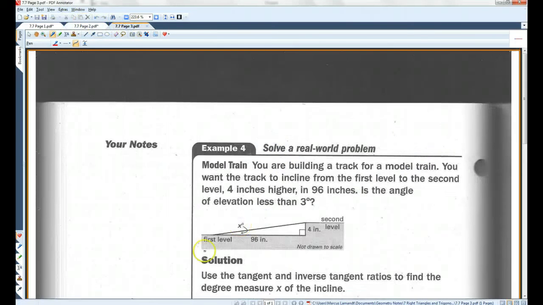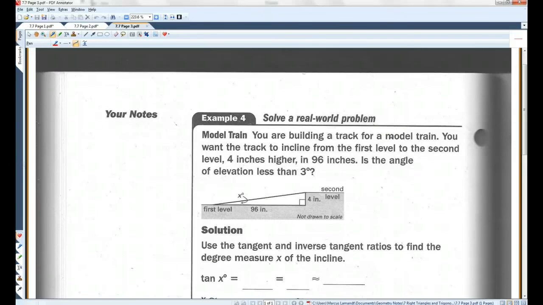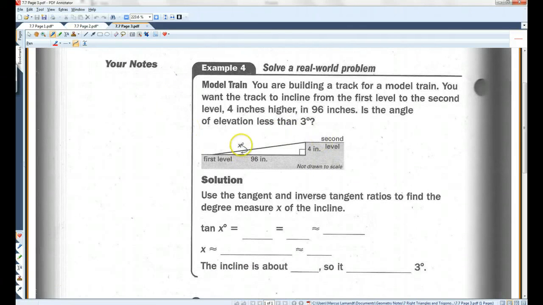Alright, let's go on to the last page. You are building a track for a model train. You want the track to incline from the first level to the second level 4 inches higher in 96 inches. Is the angle of elevation less than 3 degrees? Alright, so this is the situation. We're looking for this angle here. We have the opposite, and we have the adjacent. So if you think SOHCAHTOA, opposite and adjacent, that would be tangent.